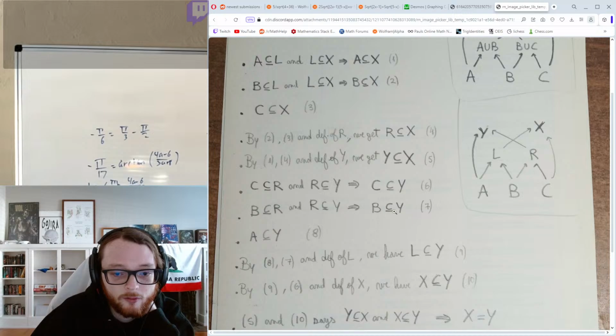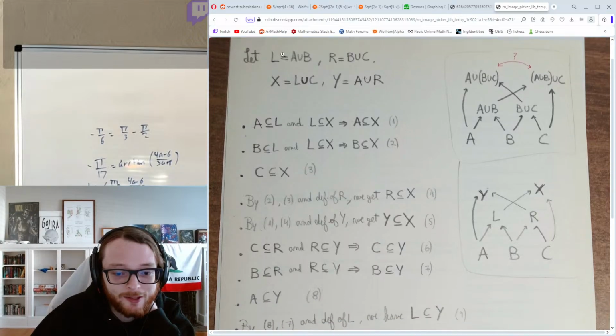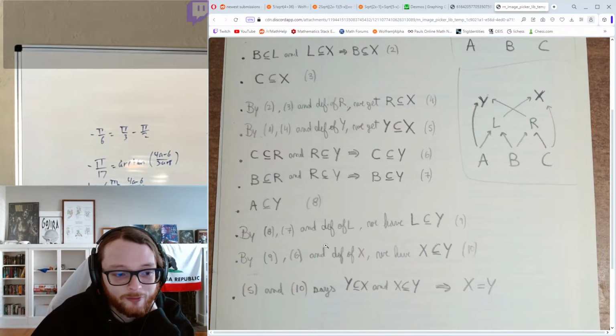Eight, 7. I understand this should be right. I'm just trying to understand the actual mechanics of why it's right. I'm sure it's the same exact logic as up here. I just need to go through and reapply it again. B subset of Y, A subset of Y. And A union B is L. So L is a subset of Y. Okay. Makes sense.